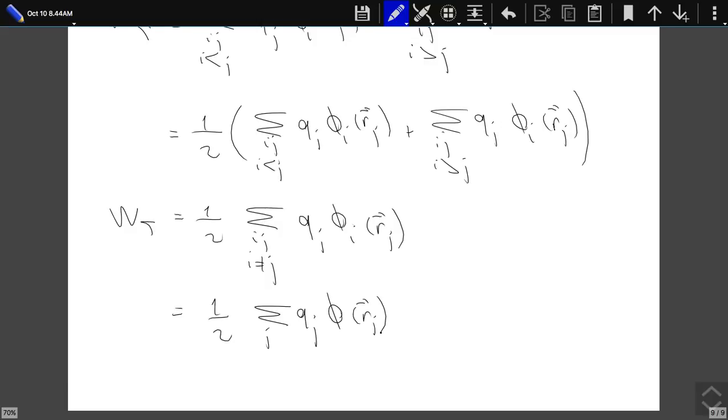Okay, so let's continue. I can write this as an integral also. Instead of just summing over the discrete charges, we can convert it into an integral. And in the integral form, the total work will be 1 over 2 rho of r, the potential at the point r, dV.